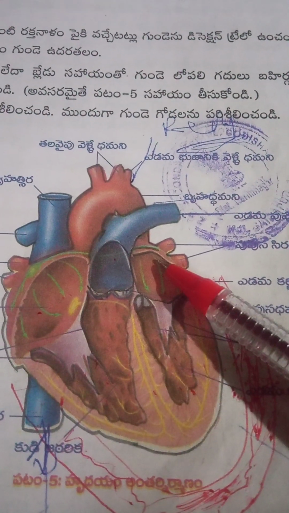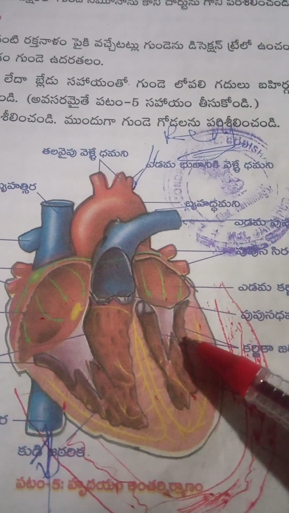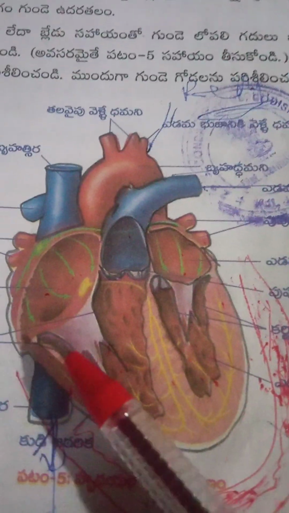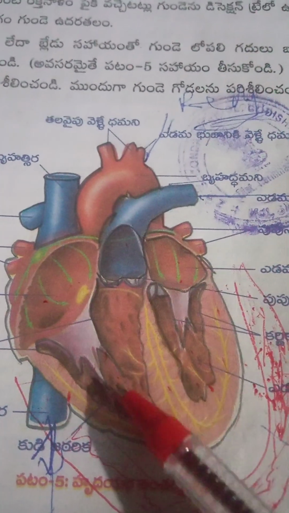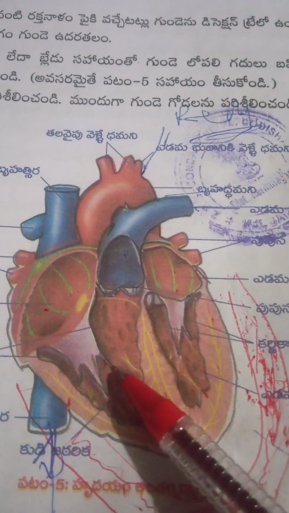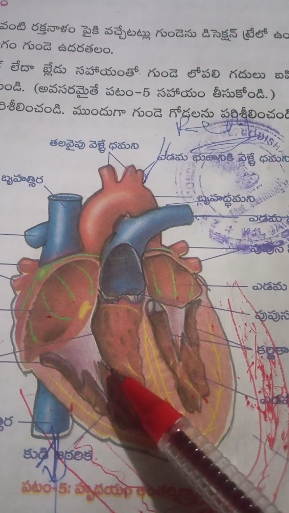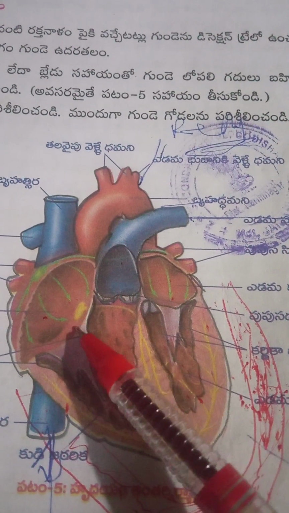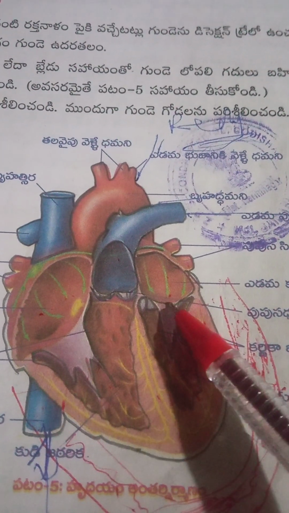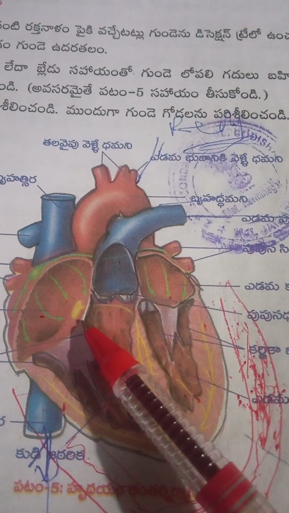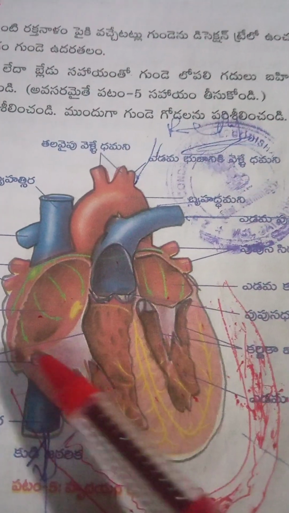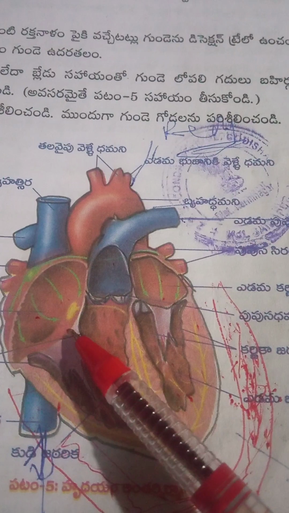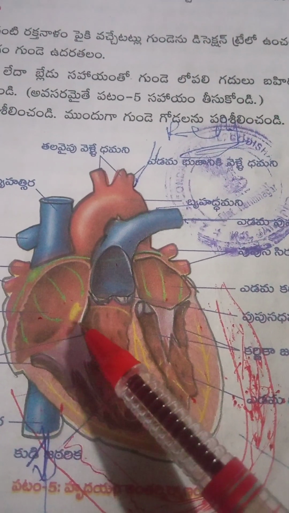Two upper chambers are called auricles and two lower chambers are called ventricles. The upper and lower chambers are separated by muscular partitions, muscular layers. This layer separates the auricles and ventricles. This muscular partition is called the septa.